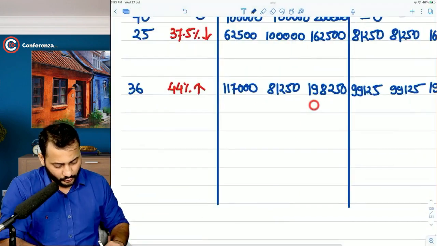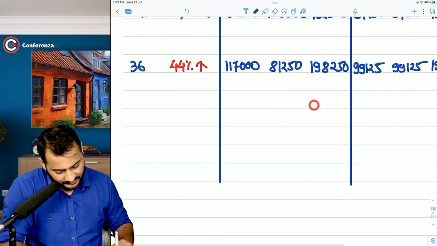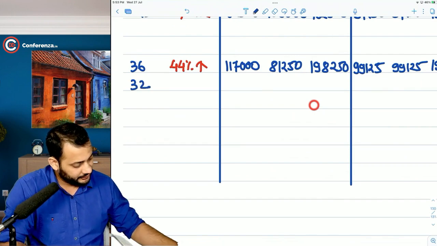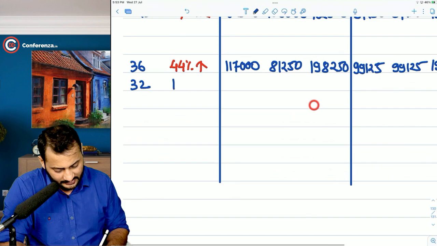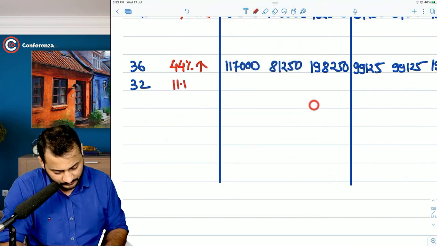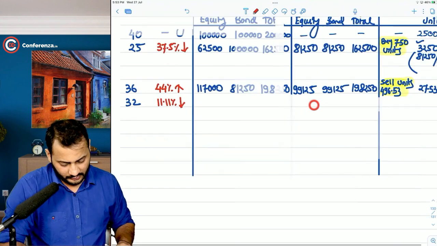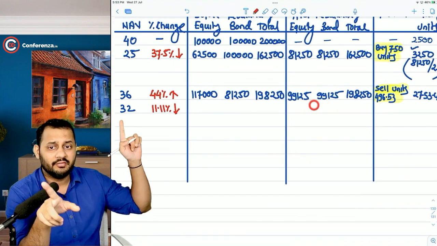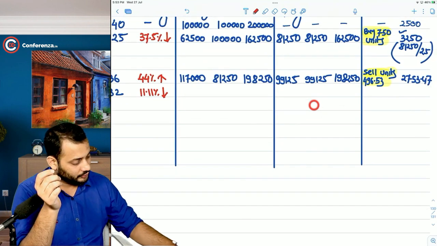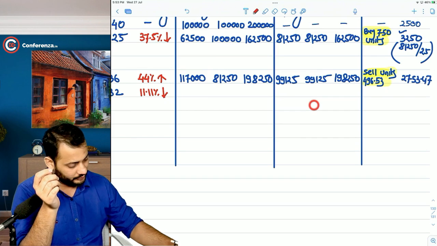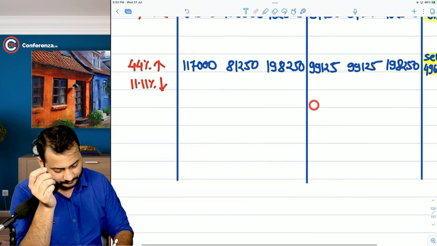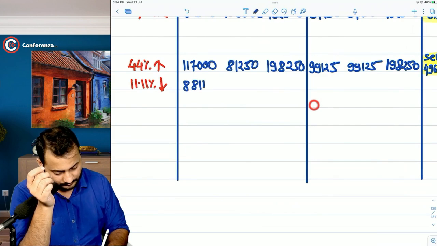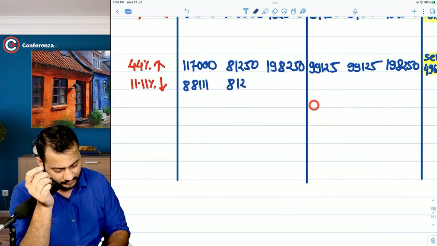Next, 32. Next date is 32. See, what is the change? 36 minus 32 divided by 36. That is 11.11%. Am I right? And what will be the value of the equity? It's very simple, sir. Current NAV multiplied by the closing unit. 2753.47 into 32. That's 88,111. 81,250. Sorry, not 81,250. It should be 99,125.